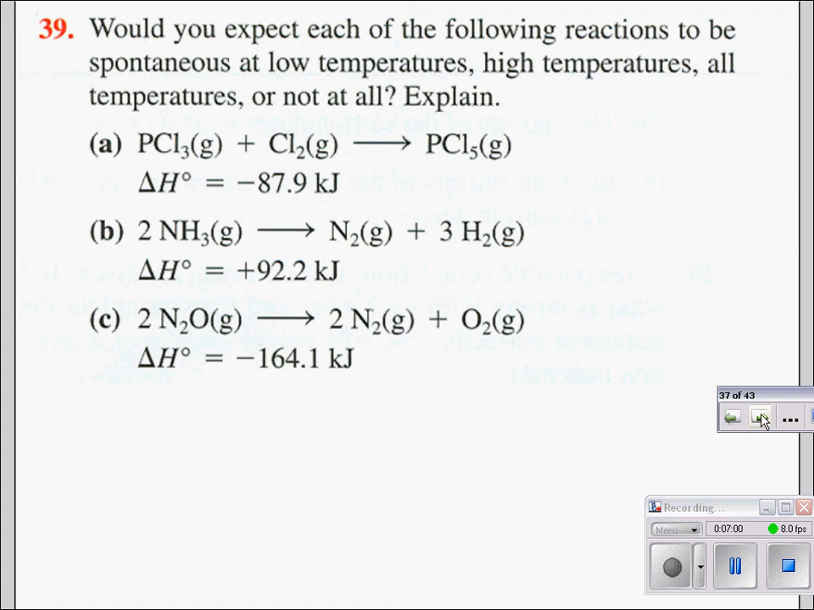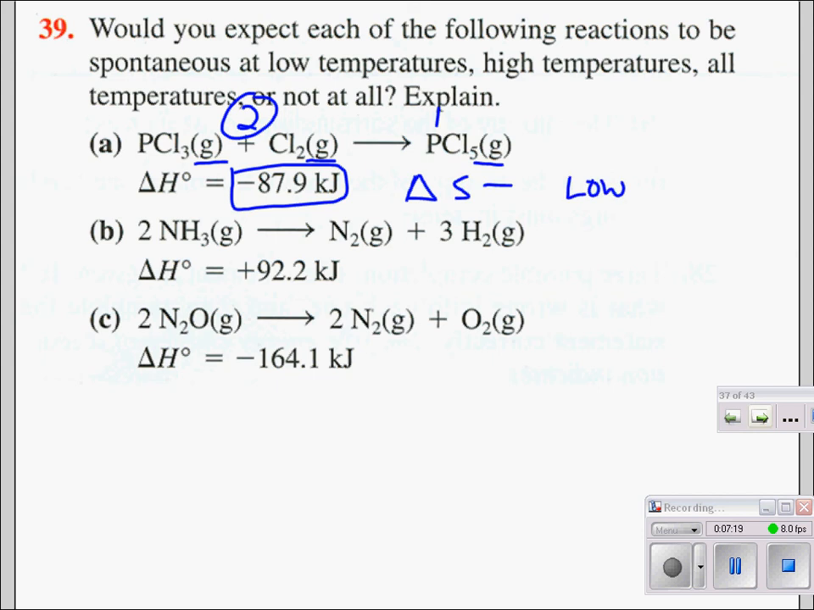So if you look, this one you have to classify when this is spontaneous. So if you look right here, delta H is negative. Gas, gas, gas. I have 1 and 2. My delta S value is going to be negative. Therefore, it would be spontaneous at low temperatures.